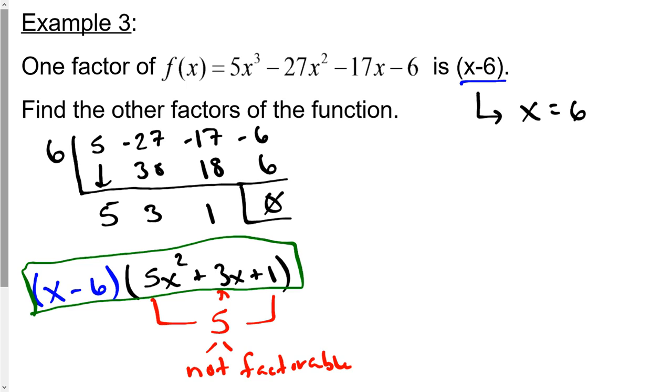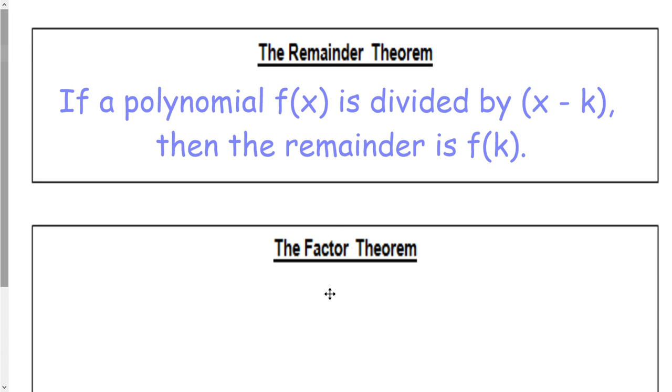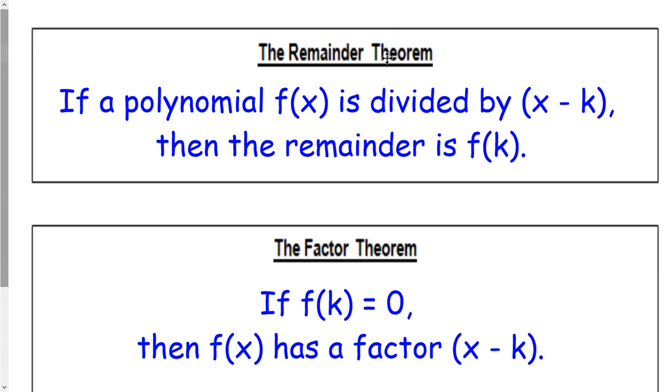Okay, so to recap what's going on, we have these two theorems, the remainder theorem and the factor theorem. The remainder theorem says that if you divide a polynomial by x minus k, the remainder is f of k, essentially the same as evaluating the function at the solution for that particular binomial. The factor theorem tells us that if f of k equals 0, then f of x has a factor of x minus k. So you'll see the remainder and the factor theorem kind of need each other to really exist.